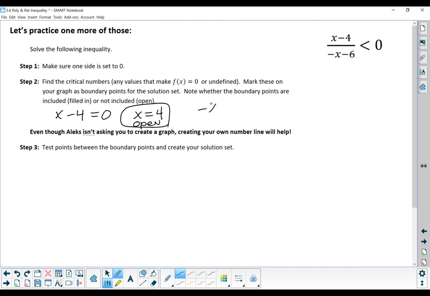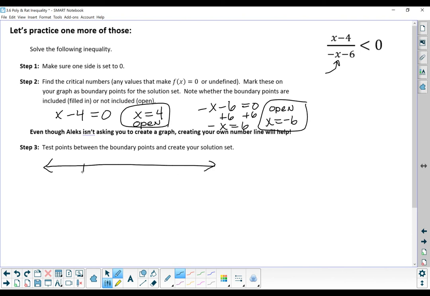Our other critical number comes from our other factor. So x is equal to negative 6. And that one is definitely also open because it is from our denominator, and having an x value of negative 6 would cause division by 0, which is undefined. So both of these are open circles. Alex isn't asking you to create a number line, but a number line will help us get our answer. So negative 6 and 4 were our critical values, and those are both open circles. So we have 3 regions to test.